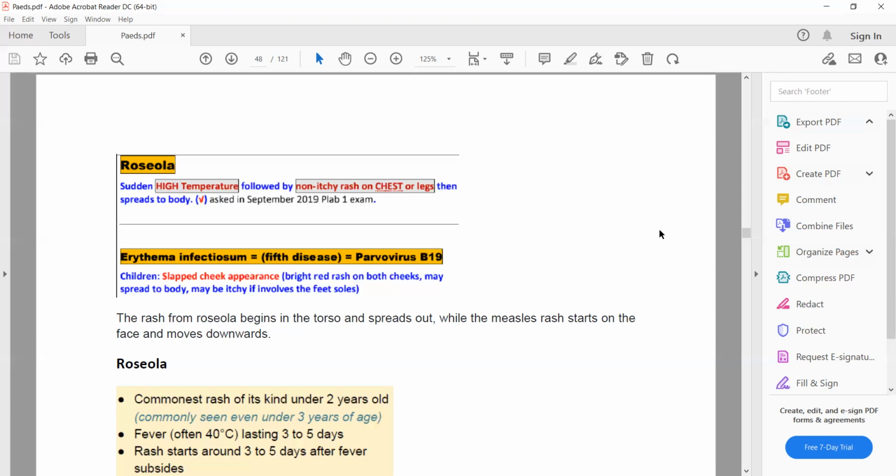Now, roseola. In roseola, there is a high grade fever that is followed by a non-itchy rash on the chest or legs. So there are only two symptoms: high grade fever followed by a non-itchy rash on chest or legs, and then it spreads to the body. Then your diagnosis will be roseola.